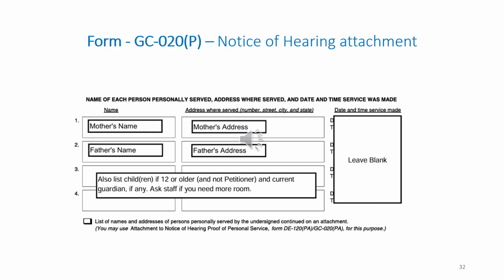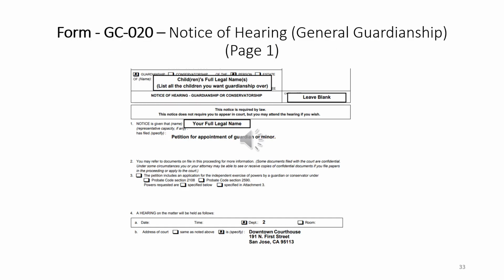This includes the child's mother and father, the child themselves if they are over the age of 12 and not the petitioner, and the current legal guardian, if any. The next form is a second copy of Form GC-020. This version of the form is the notice of hearing for the general guardianship.